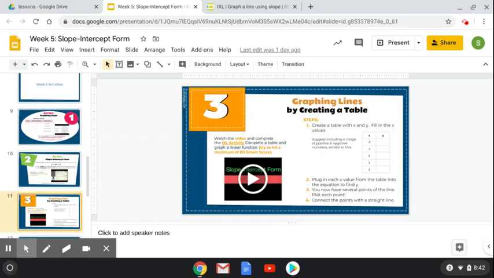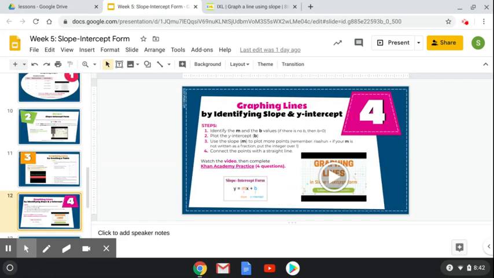And then the next activity will be graphing lines by creating a table. And this always works for any function. You can just substitute in the input values to get the output values. So again, you're going to watch a video and try this activity on IXL, where you'll complete a table and then graph the linear function.